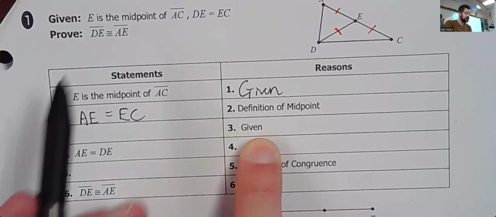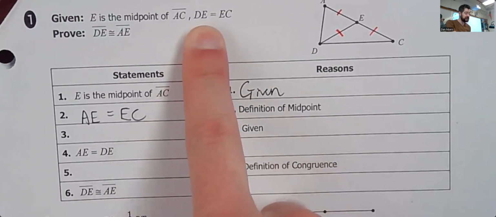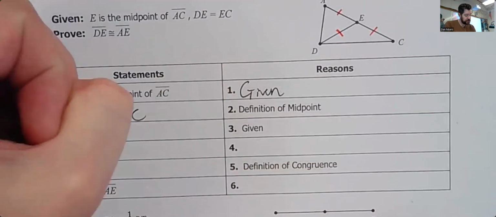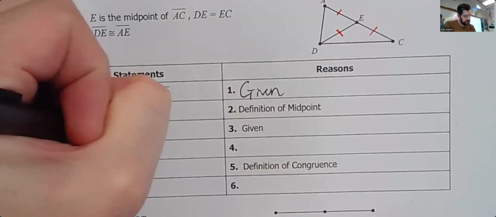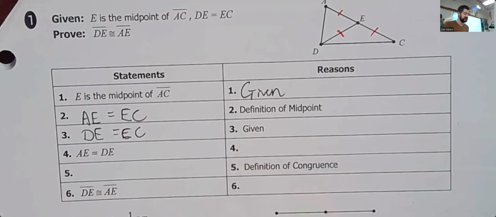Oh, we already wrote that. It's this one here, right? DE equals EC. Because that's the only other thing in the given, and we need to write that down because it said it was given.